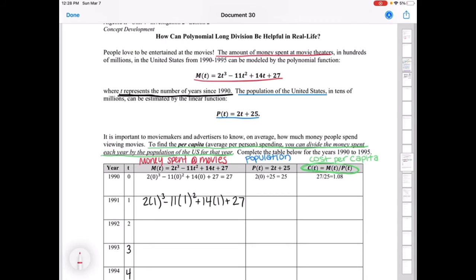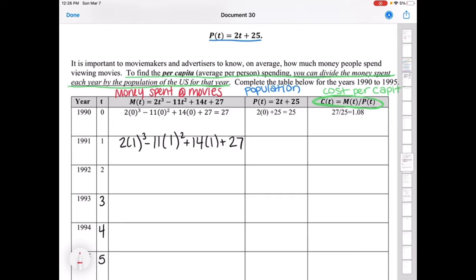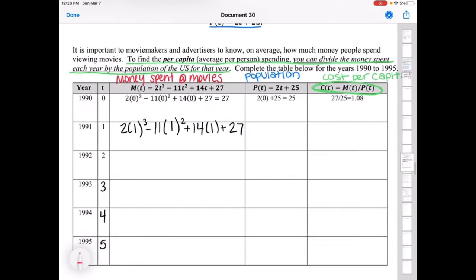And then we have the price per capita, so the average money spent per person on movie theaters, which is going to be calculated by taking the money spent at the movie theaters that year and dividing it into the population of people in the country for that year. So in this situation, they're giving us our t values, and then we have to substitute in that t value to solve for our money spent, population, and then the cost per capita. So let's start by saying t is equal to 1, so I substitute in 1 for t.